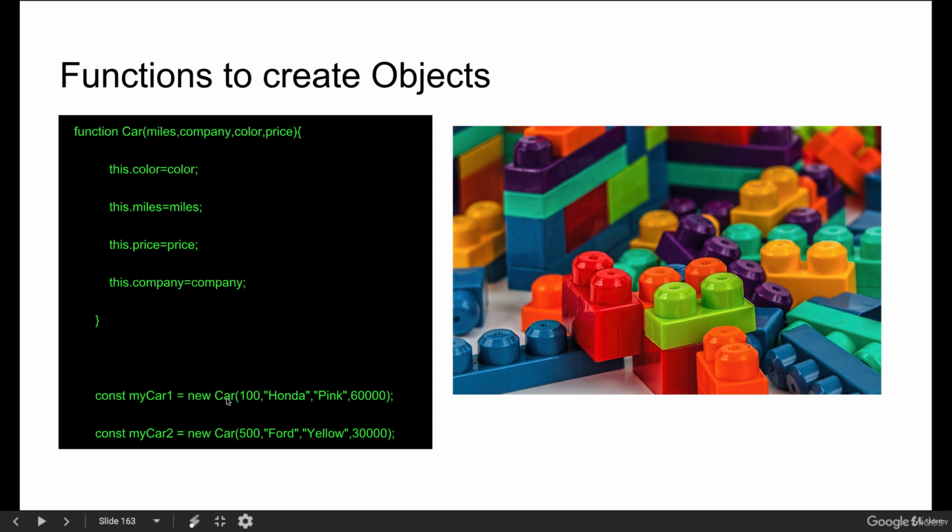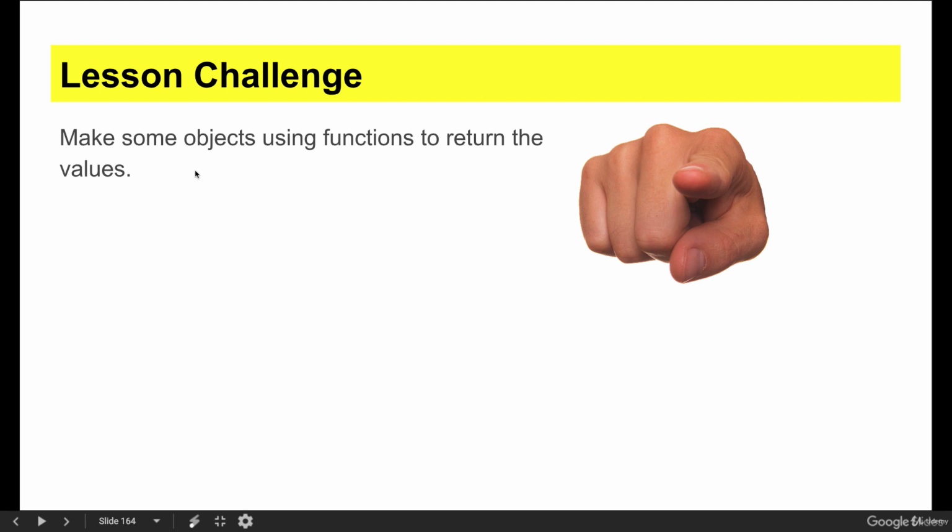So setting new car, and then the function car is taking in these arguments and updating this value with the corresponding values within the arguments. So the objective of this lesson is to try this out and get more familiar with it. What I want you to do for the challenge is to make some objects using functions to return those values, just like the example that we have.